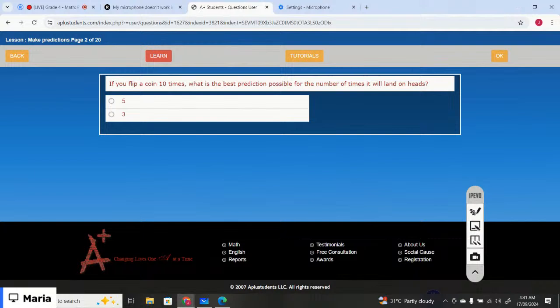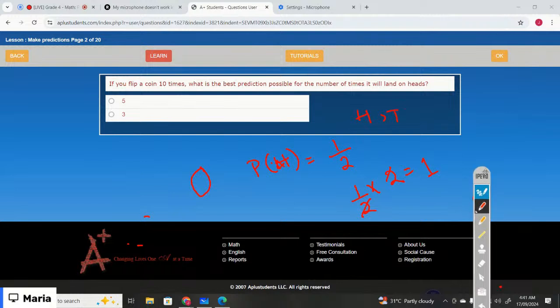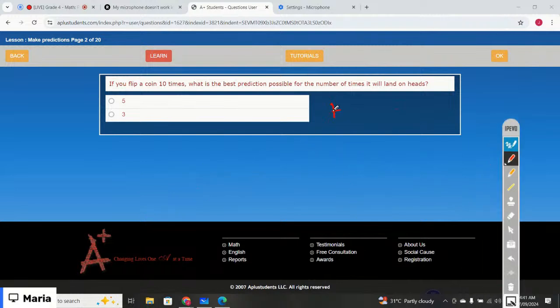So whenever we're working on the coins, we have only two outcomes, right? That is head and tail, right? You have only two outcomes, the head and the tail, right? So whenever you flip a coin, the probability of head is 1 out of 2, right? So you did that 10 times. You need to multiply the probability of head times 10, right? So 10 times 1 is 10 and 10 divided by 2 is 5. So the correct option is 5.